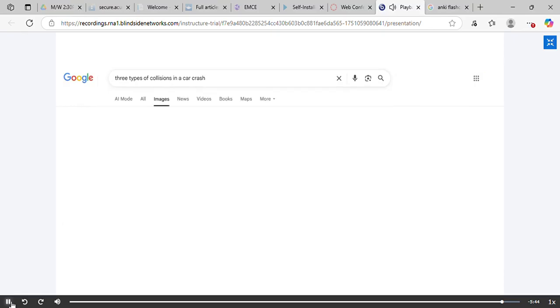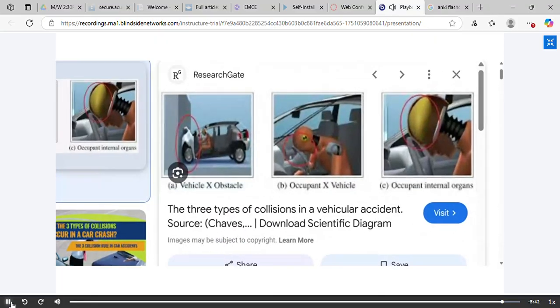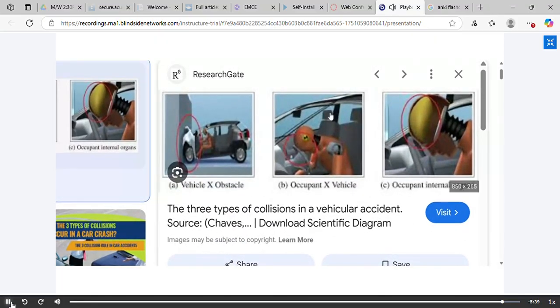Okay, here it is. There's 3 types of collisions. The first one is when the vehicle hits whatever it's going to hit, whether it is another vehicle, a building, a bridge pillar, whatever, right? It is the vehicle against the object. The second collision is the occupant or the passenger inside the vehicle will now strike something or collide with the interior of the vehicle. And then the third is the internal organs of that passenger will collide with the solid structures of the body.